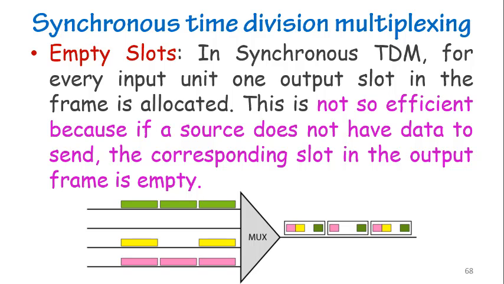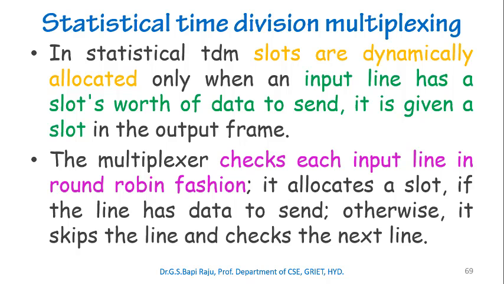Empty slots. The problem with synchronous TDM is that for every input unit, one output slot in the frame is allocated. This is not so efficient because if a source does not have data to send, the corresponding slot in the output frame goes empty. You can see here that there are empty cells. So honestly, it wastes time and space. So then came statistical time division multiplexing, or asynchronous time division multiplexing; both are the same.